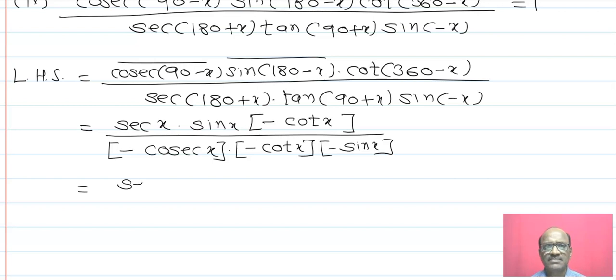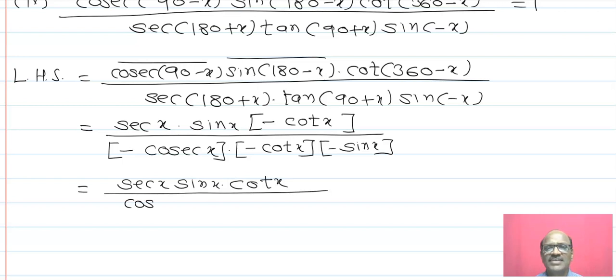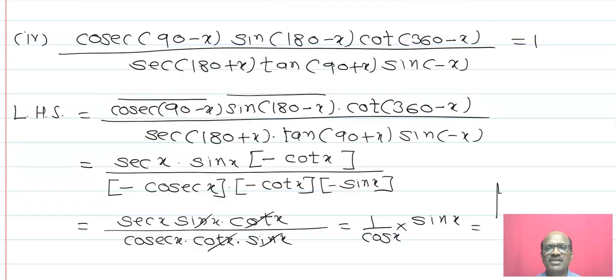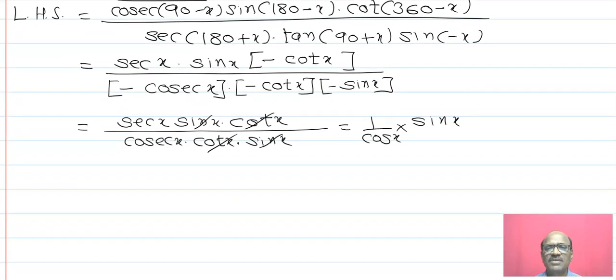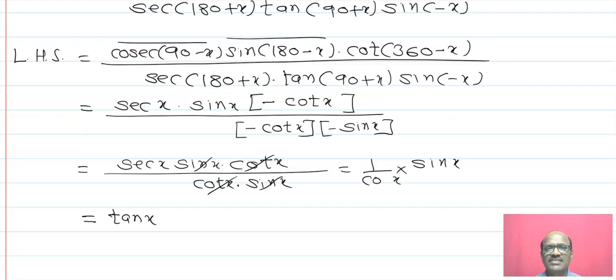Now see this here, sec x into sine x into cot x, cosec x into cot x minus that. Overall that sign becomes plus because the numerator has negative and denominator has also negative, and that becomes the positive. Now sin x upon cos x, that is equals to tan x. Is there some mistake? Now we'll see what is the mistake.